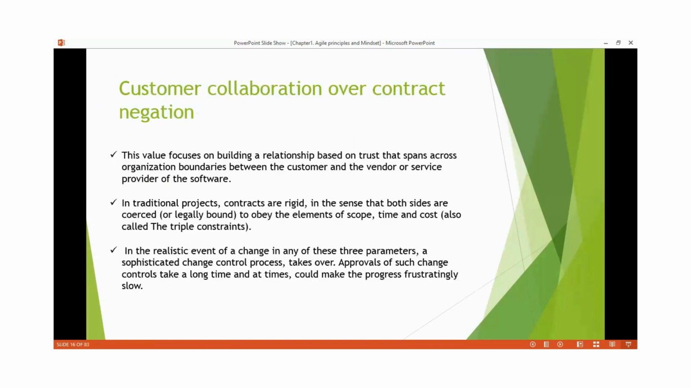Customer cooperation over contract negotiation. So it's very important here for the practitioners to work with the customer, instead of continuing to negotiate the contract bulletins and keeping a conflict throughout those contracts. No, we need to have the stakeholders as partners to us. We are all working together in order to deliver software at the end of the day.